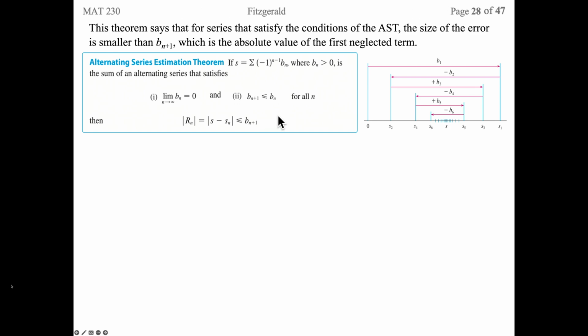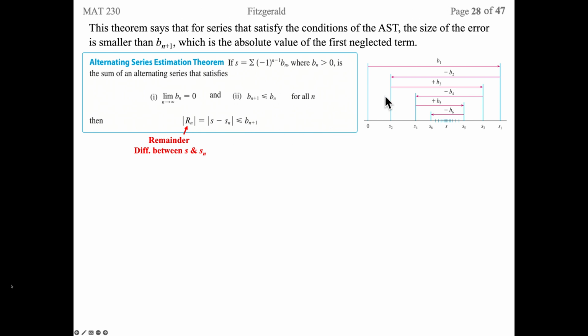What this is saying is that the size of the error is smaller than b sub n plus 1, which is the absolute value of the first neglected term. Here's what we're saying. This r sub n is what they call the remainder. I'm not a fan of that vocabulary because it's really the difference. Remainder makes you think of a division problem. But it's the difference between the infinite sum s minus the partial sum s sub n, wherever we're at. That absolute value has to be less than or equal to b sub n plus 1, which would be the next term in the sequence that you would add on to s sub n.